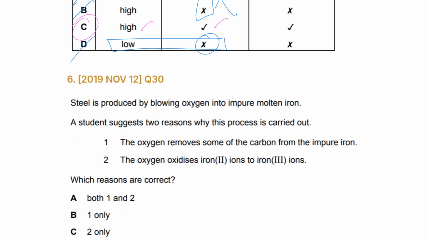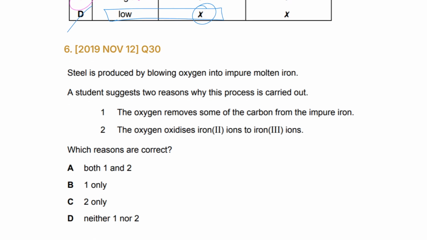Now, steel is produced by blowing oxygen into impure molten iron. A student suggests 2 reasons why this process is carried out. Which reasons are correct? Steel manufacturing is no longer a part of your course. But if you want to know, the oxygen removes carbon from the impure iron.